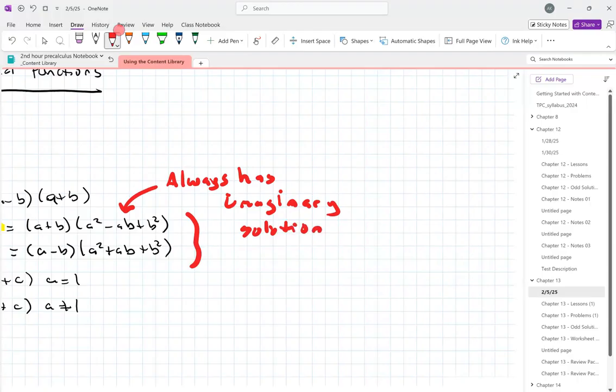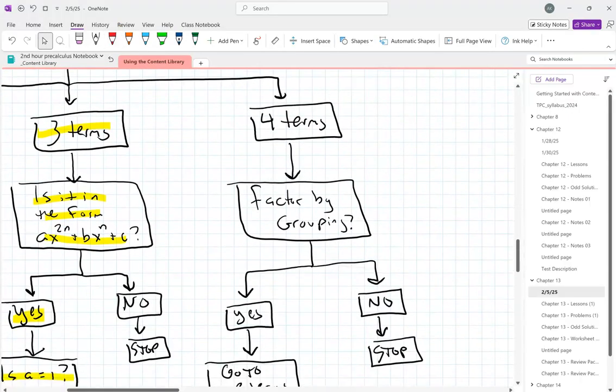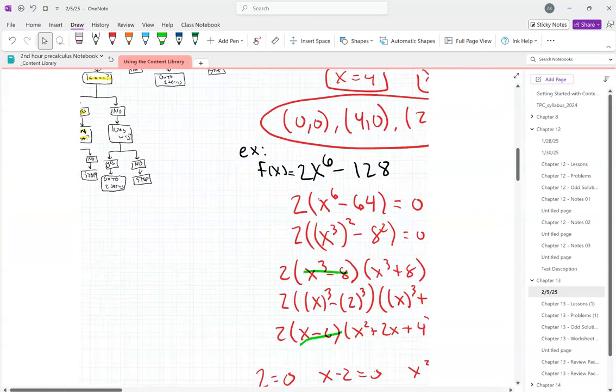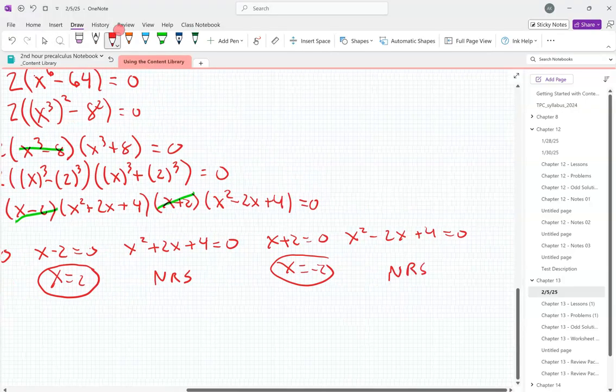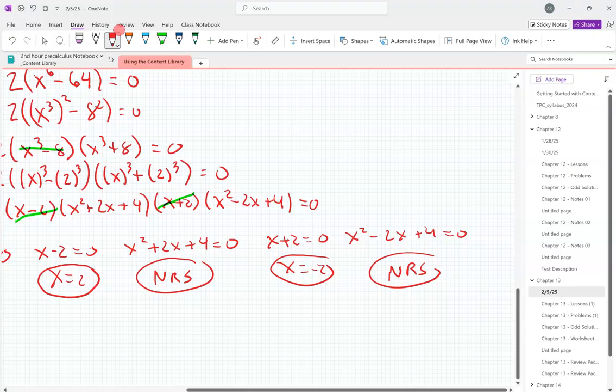that trinomial part of a sum or difference of two cubes always has an imaginary solution. So if it has an imaginary solution, can it be an x-intercept? No, it can't. So it can't be a 0. Even though it's a solution, it's not one we care about. So guess what I do with it? I just ignore it. I'm just going to write NRS underneath them. What do you think that stands for? No real. Excellent. No real solution.